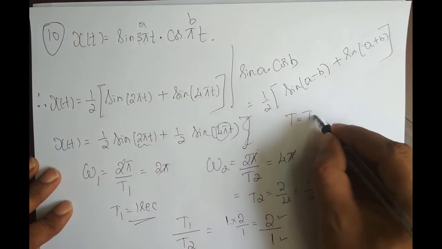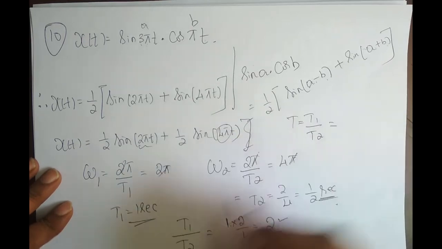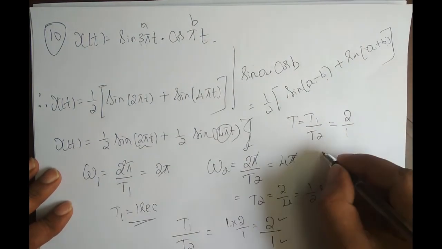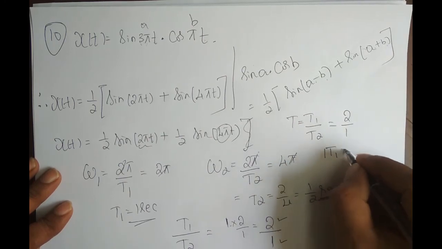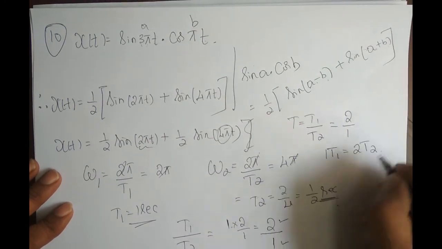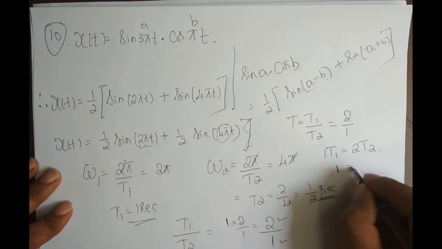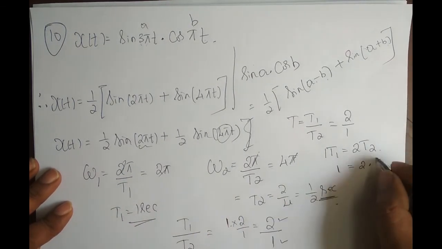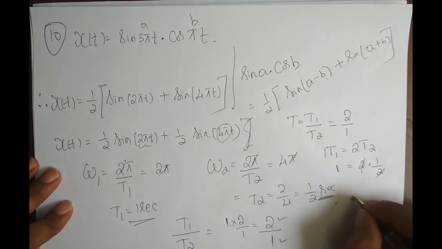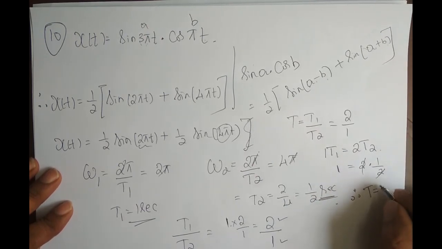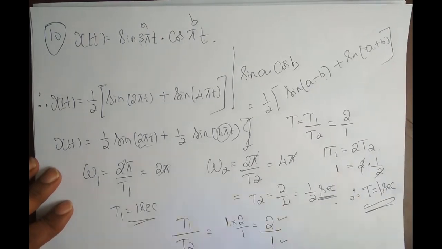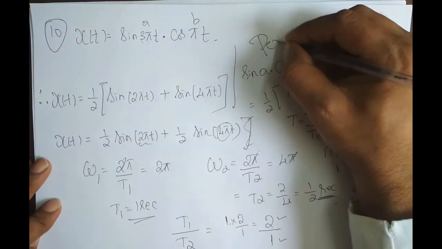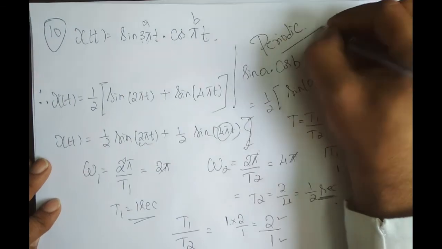Now how to find its fundamental period? Capital T is equal to what? What is the ratio T1 by T2? It is 2 by 1, right? So 1 times T1 is equal to 2 times T2. T1 is 1, which is equal to 2 into, what is the value of T2? T2 is 1 by 2, so 2 cancels out. So therefore capital T is equal to 1 second. So the fundamental period of this signal is 1 second, and the signal is periodic. Okay.